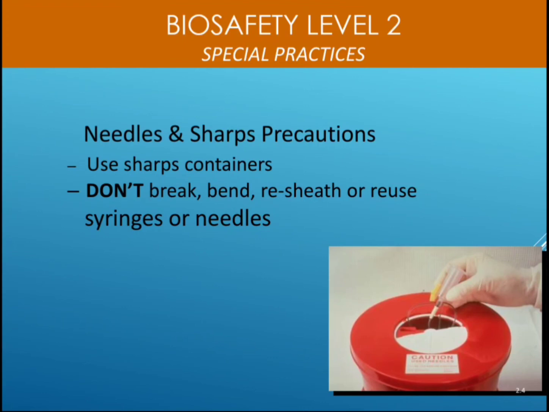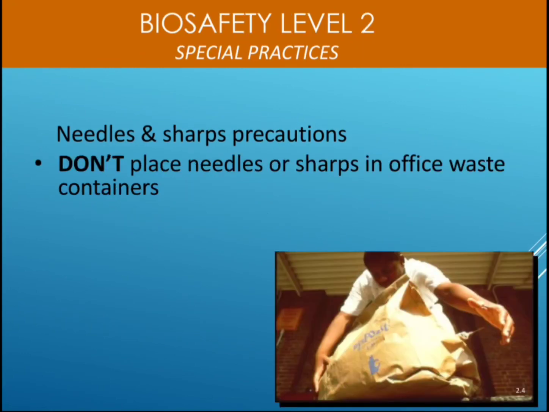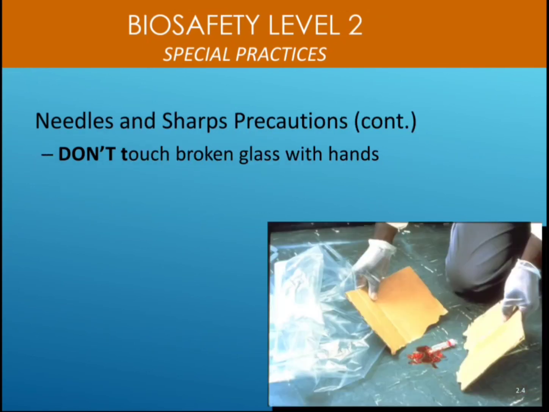In biosafety level 2, special practices should be maintained. Needles and sharps precautions: we should use separate containers for discarding sharps. We should not break, bend, resheath or reuse syringes or needles after a single use. Don't place needles or sharps in office waste containers; they should be kept separate, in different containers. If they spill out or are broken, we should not handle them with our hands. Cardboard or other utensils should be used for handling such blood samples which are broken in the syringes.